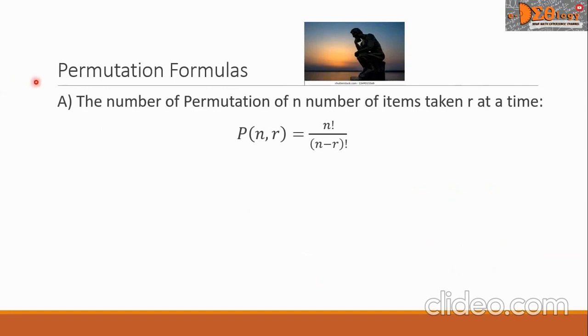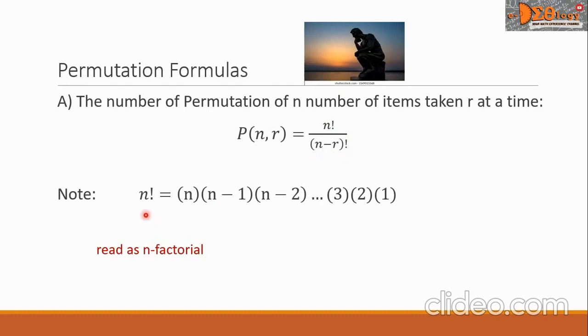Let's go now to permutation formulas. And this is letter A. The number of permutations of n items taken r at a time is given by this formula, P of n, r. Take note that the symbol here is n factorial. So the formula is n factorial over the quantity n minus r factorial.